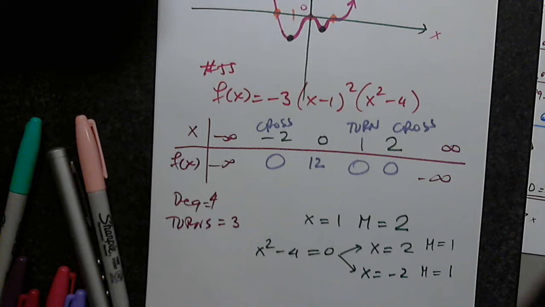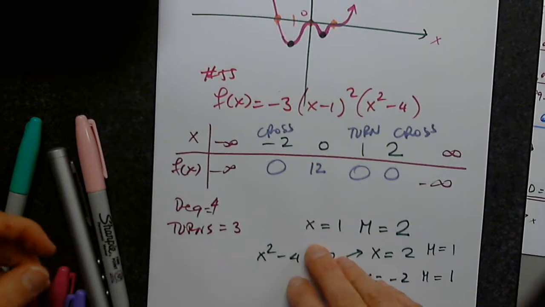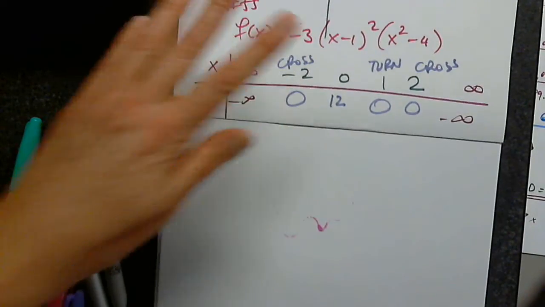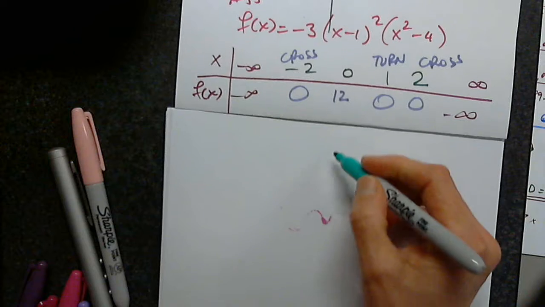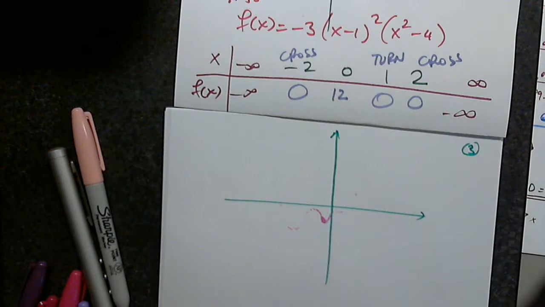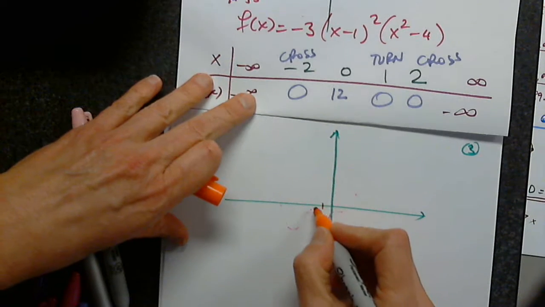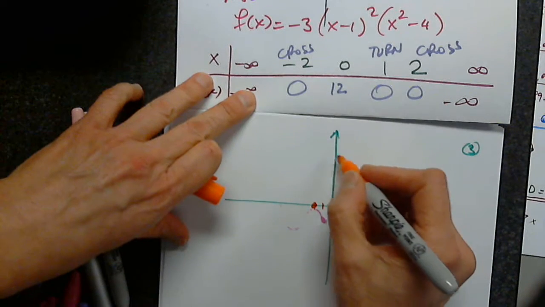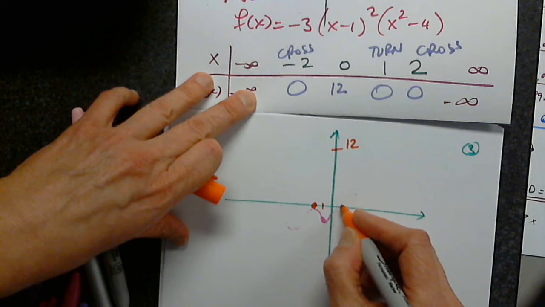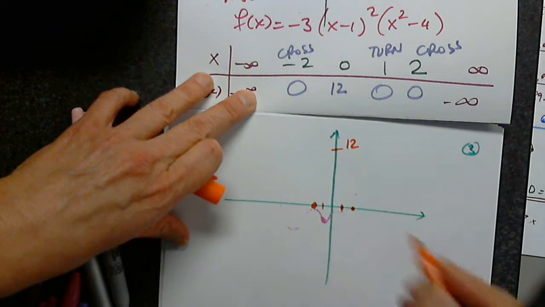Does it make sense? Should I do it again? Is it clear? Okay, very good. All I need is the chart. Don't care for anything else. We start with the points we have, and they are (-2, 0), (0, 12), (1, 0), and (2, 0).